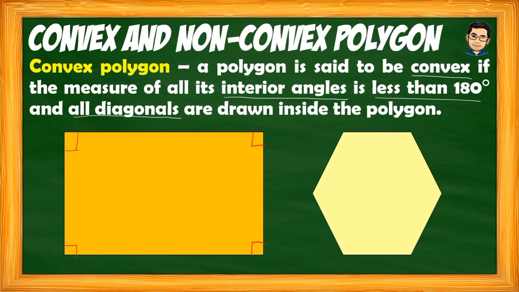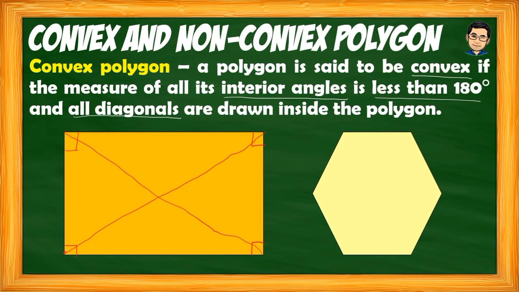Punta tayo dun sa pangalawa. All diagonals are drawn inside the polygon. So, tinuro natin kanina kung ano yung diagonal. Ito siya. From this point, i-connect natin siya dun sa kabila. And then, dito sa ilalim naman, papunta sa itaas. As you can see, drawn po yung mga diagonals ng rectangle sa loob mismo. So, ilan ang diagonals ng rectangle? 2. Next, dito tayo sa hexagon.